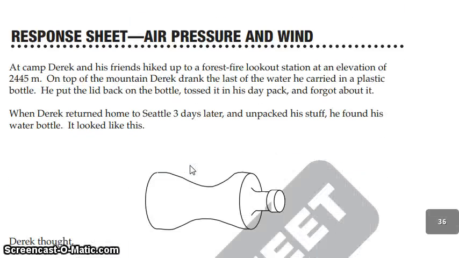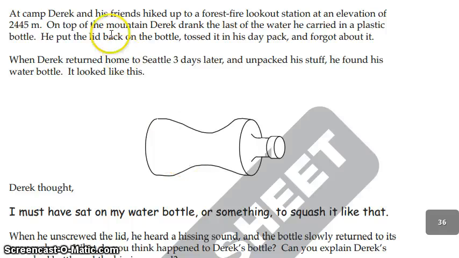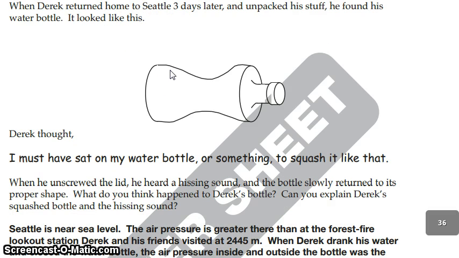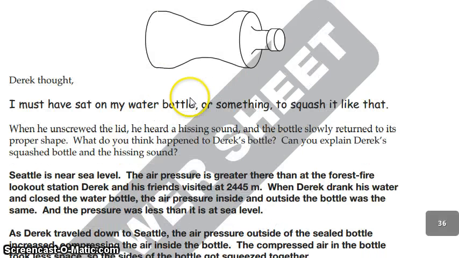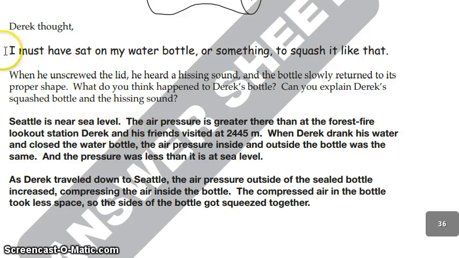And the last thing, we did a little worksheet. Most of the classes did this for homework. We talked about Derek at a camp. He was at a high elevation in the mountains. He finished a water bottle, closed it tightly, and put it back in his backpack. He went home to Seattle 3 days later, and when he unpacked his bag, he found the bottle crushed, and when he opened it, he heard a hissing sound.